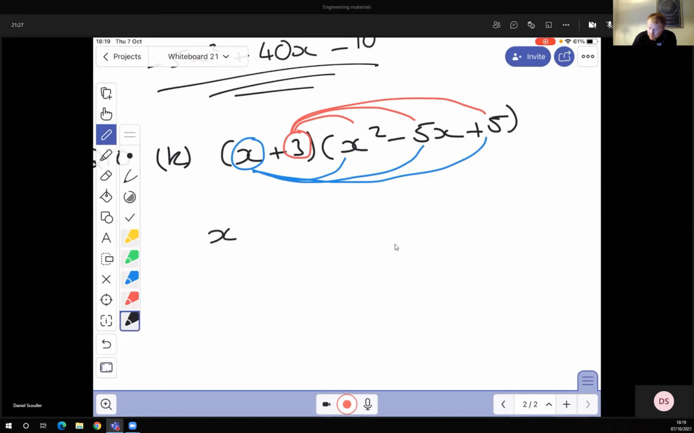X times x squared, so that's our rules of indices, that becomes x cubed. X times negative 5x, negative 5x squared. X times plus 5, that stays positive 5x. Okay, so plus 3x squared minus 15x plus 15.